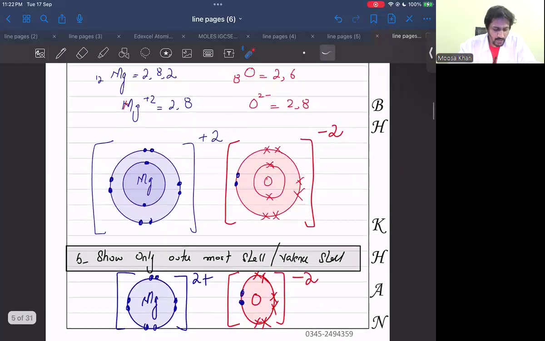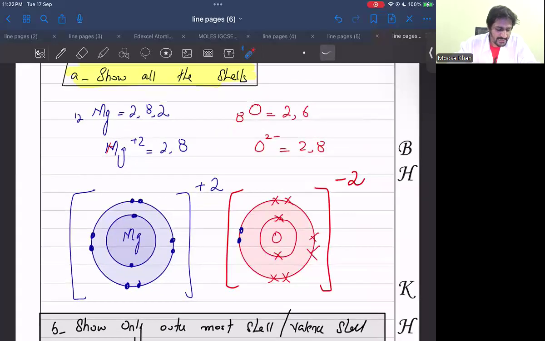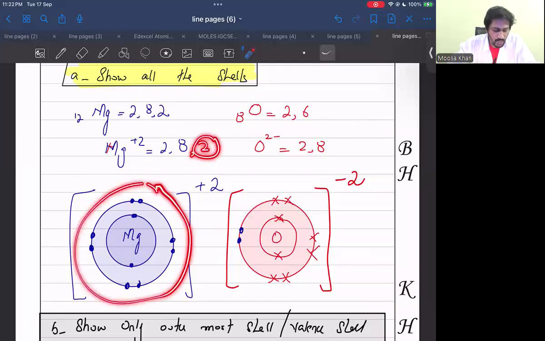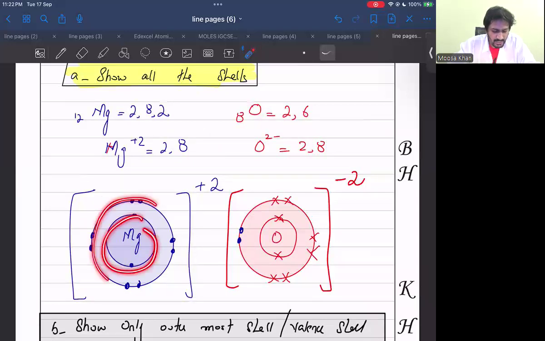Okay, how would you make the dot and cross diagram of magnesium oxide? You know that the electronic configuration for a magnesium atom is 2, 8, 2. We are writing this just to show the number of electrons in a shell, we are not talking about all the shells right now. So when the magnesium atom loses 2 electrons, it gets a charge of 2 positive. It has 2 electrons in its valence shell. When it loses those 2 electrons, its third shell is no more. So now the magnesium ion is left with 2 shells only.